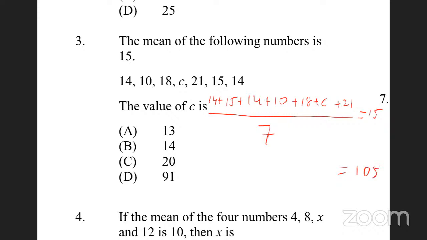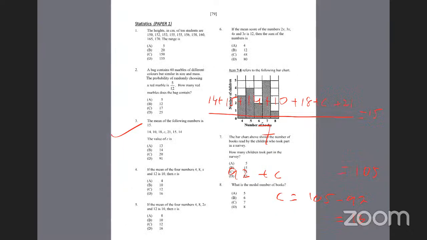And when you add up the left side, what you all got? 92 plus C. You all got that? Right? So C is equal to 105 minus 92. Okay? All right, nice. Let's do one more now.